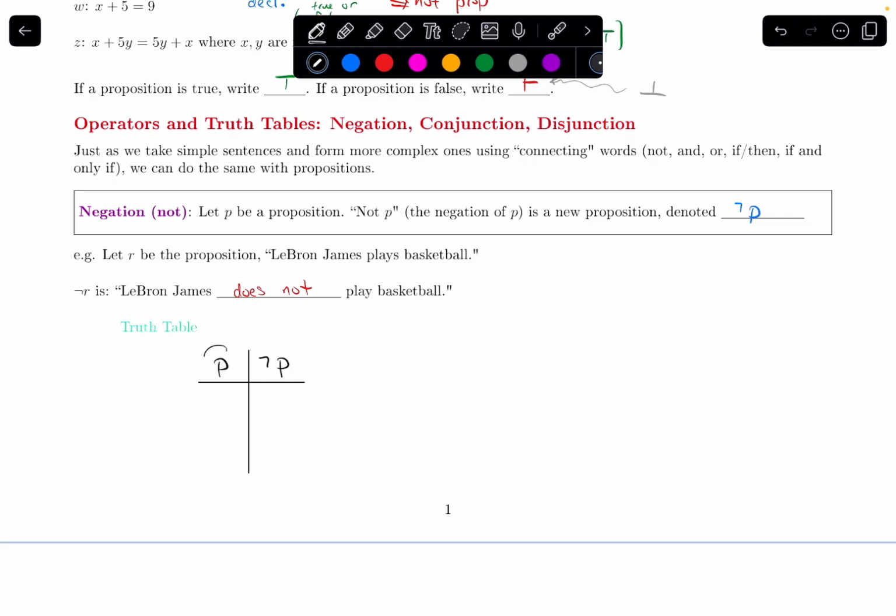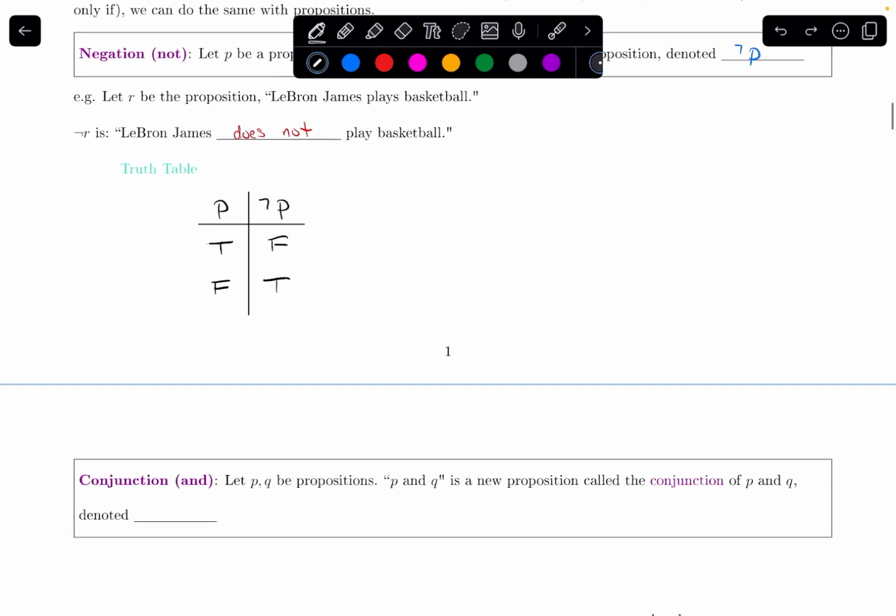A proposition P could either be true or it could be false. If P is true, then not P would be false. And if P was false, then not P is true. That is our first example of a truth table. This is the truth table that analyzes the proposition not P, or the negation of P. Okay, let's look at another example.